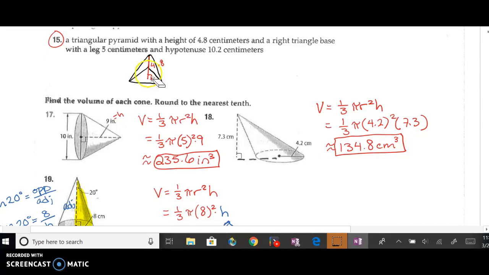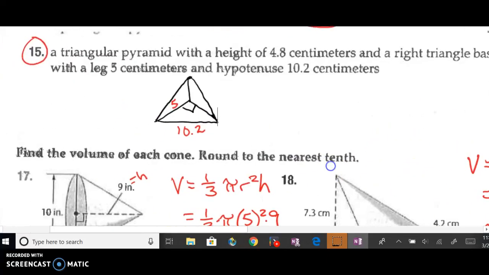So I'm going to erase that height just because it's kind of in our way. So there's our right triangle base. Okay, and one leg is 5 centimeters and the hypotenuse is 10.2 centimeters, right? And so the volume for a triangular pyramid is 1/3 area of the base times height.